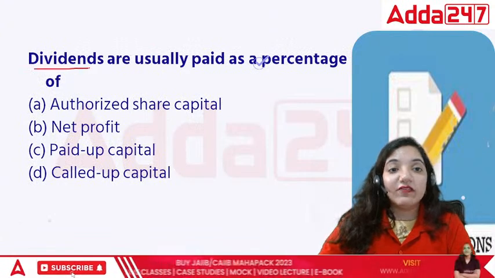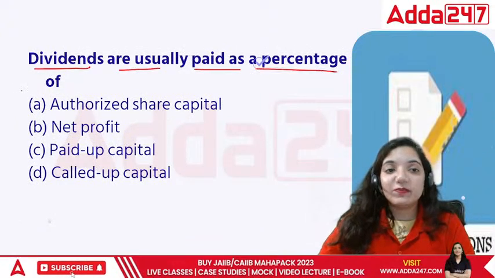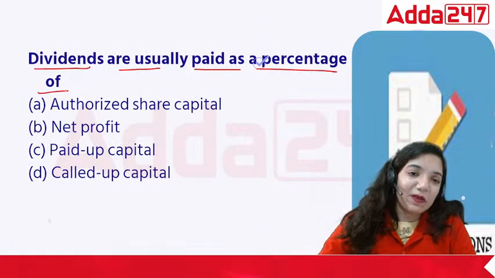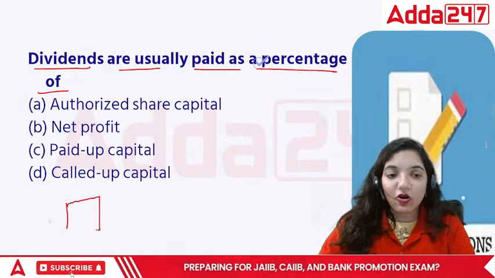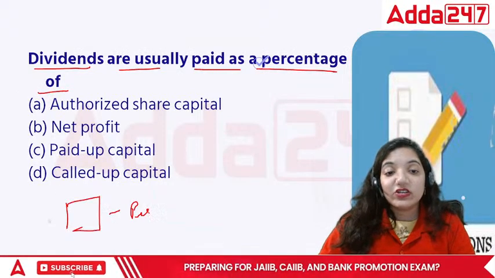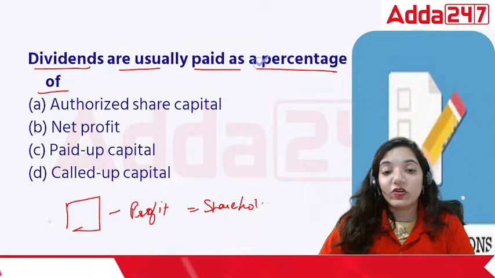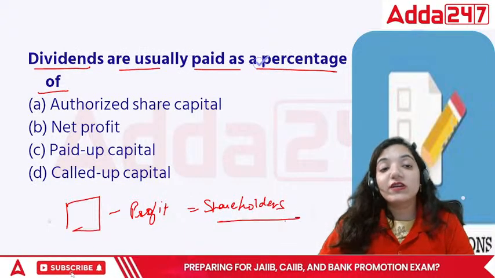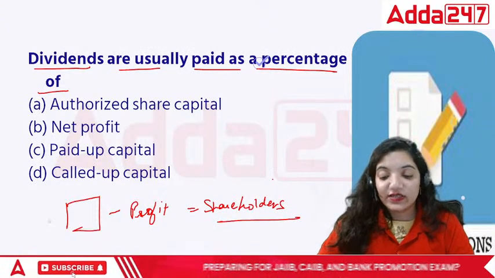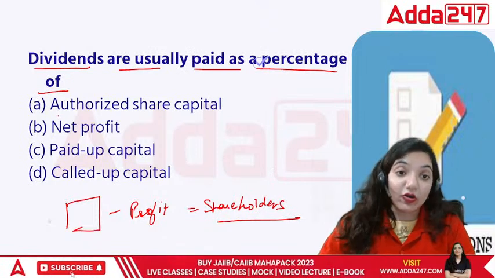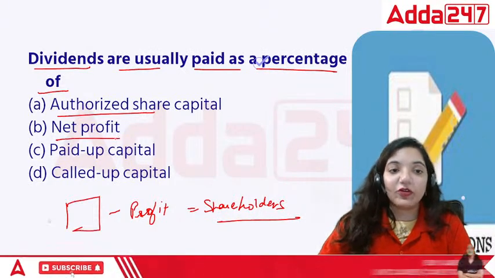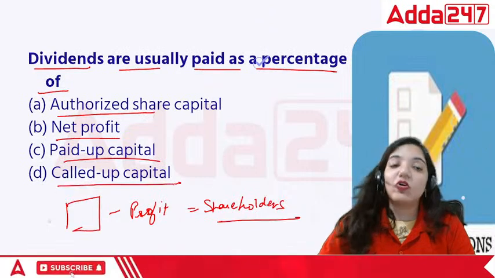Next point, dividend are usually paid as a percentage of. When we pay dividends, dividend is a chunk of profit which is given to the shareholders of the organization. Who are the shareholders? The ultimate owners of the organization are called shareholders. So in this case, what would be the answer? Authorized share capital, net profit, paid up capital or called up capital.